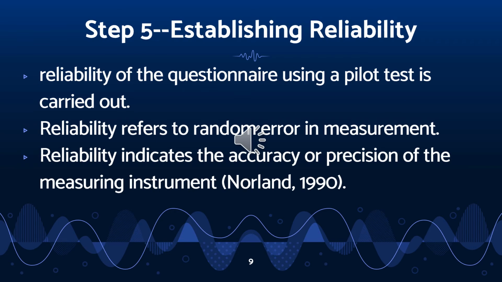Let's move on to step 5, which is establishing reliability. In this final step, reliability of the questionnaire using a pilot test is carried out. Reliability refers to random errors in measurement, and it indicates the accuracy or precision of the measuring instrument. The pilot test seeks to answer the question, does the questionnaire consistently measure whatever it measures? The use of reliability types, the test-retest, split half, alternate form, internal consistency, depends on the nature of data: the nominal, ordinal, and interval ratio.